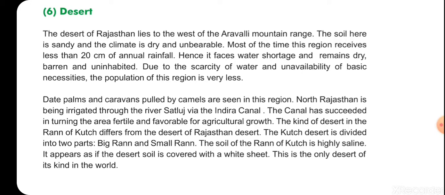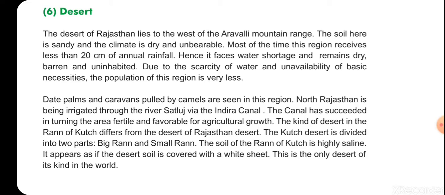Northern deserts of Rajasthan get water for cultivation from Indira Canal through river Satluj. So this has become a green region. The Indira Canal has played a vital, important role in bringing agriculture and agricultural growth in this region.